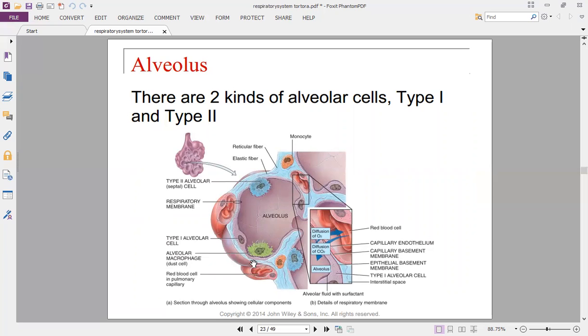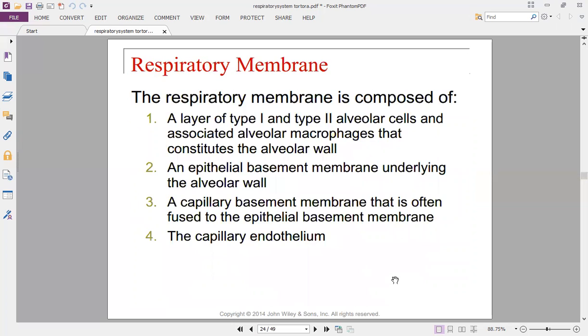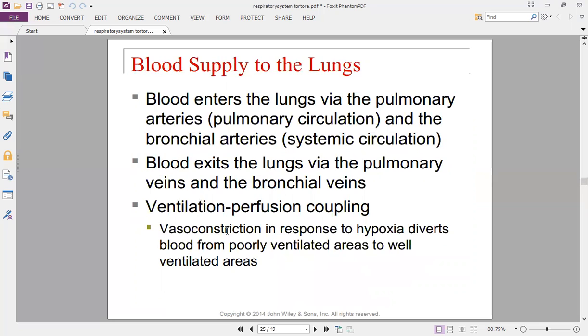These are the red blood vessels. The exchange occurs through this region. This is the respiratory membrane. The respiratory membrane includes the capillary endothelium, the capillary basement membrane, and the epithelial basement membrane. The type 1 alveolar cell is the cell involved in the exchange of gases here. As I told you, the respiratory membrane includes these four layers: a layer of type 1 and type 2 cells, an epithelial basement membrane, a capillary basement membrane, and the capillary endothelium. This is how the exchange can occur.